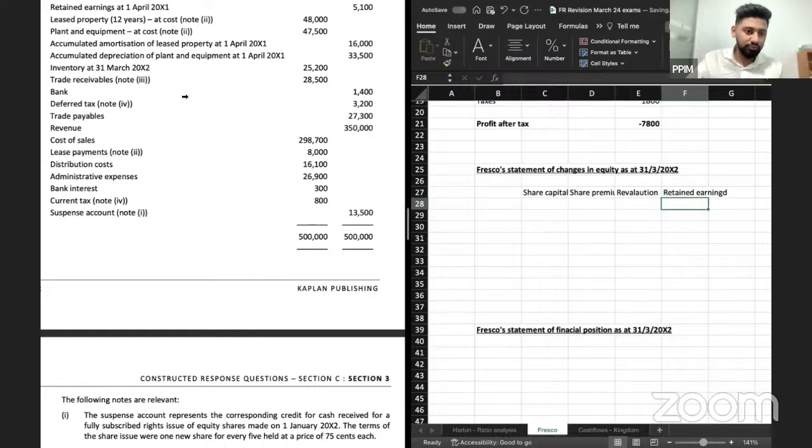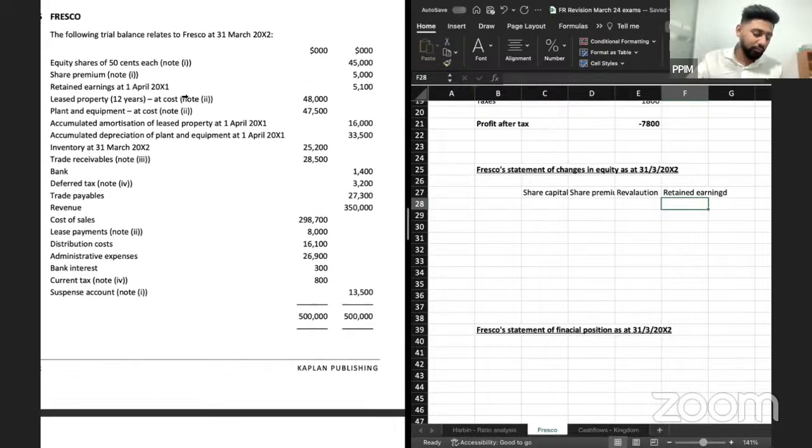Everybody, I want everybody to start responding. Give me the brought forward figures. Start off with share capital. How much is your share capital? We've got share capital of how much, guys? 45,000. And then share premium. How much do we have in share premium?